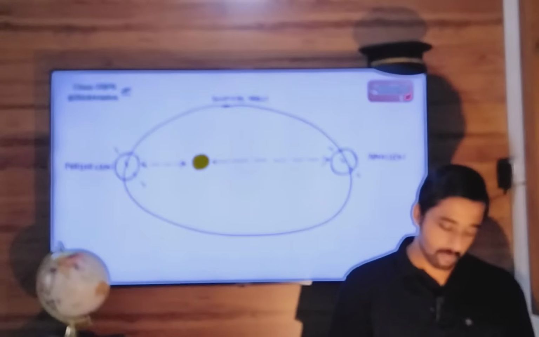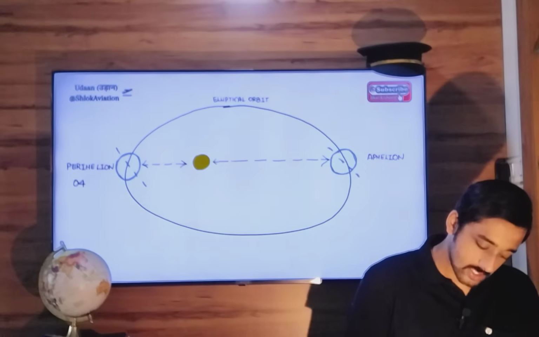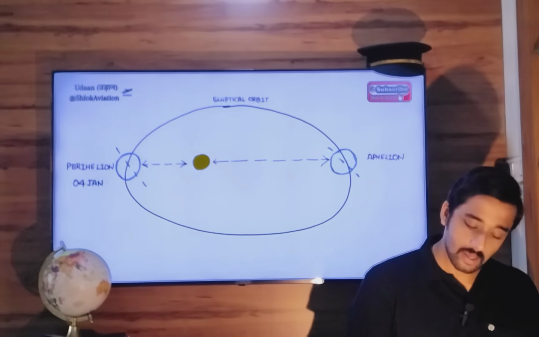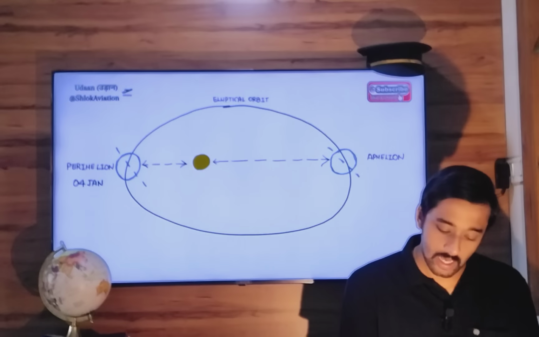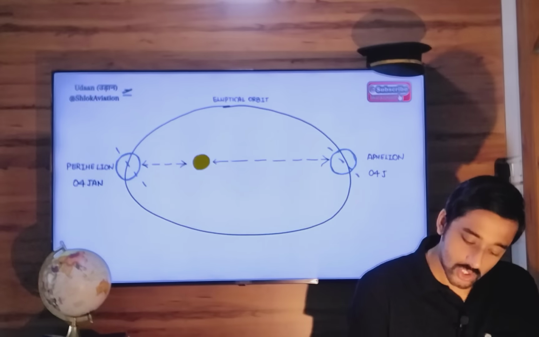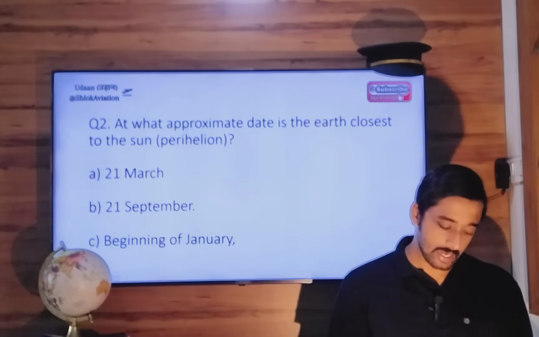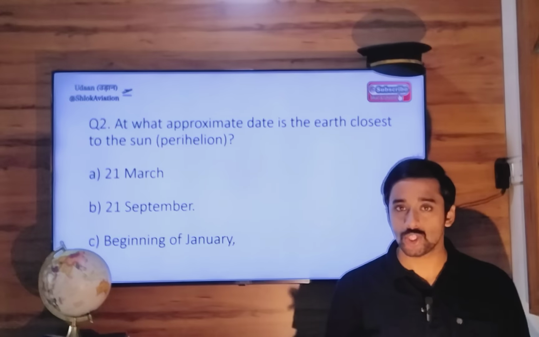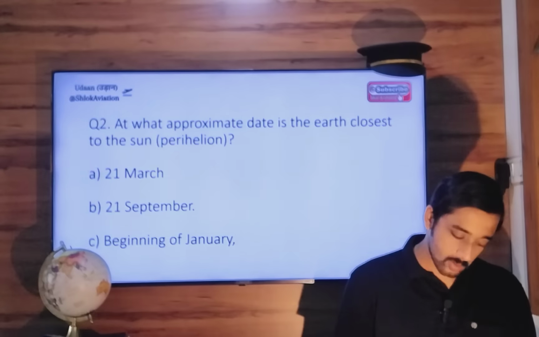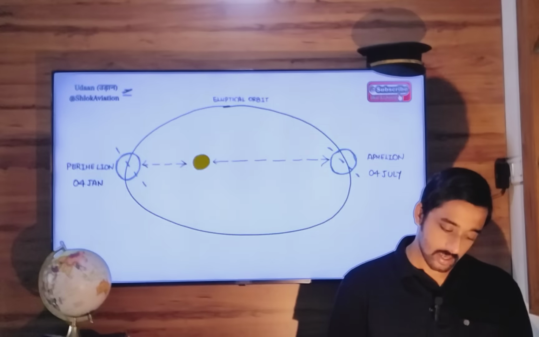Now perihelion happens in the beginning of January, that is 4th January. Aphelion happens in the beginning of July, that is 4th of July. So at what approximate date? It is beginning of January, 4th Jan, 3rd Jan, whatever. So option C.